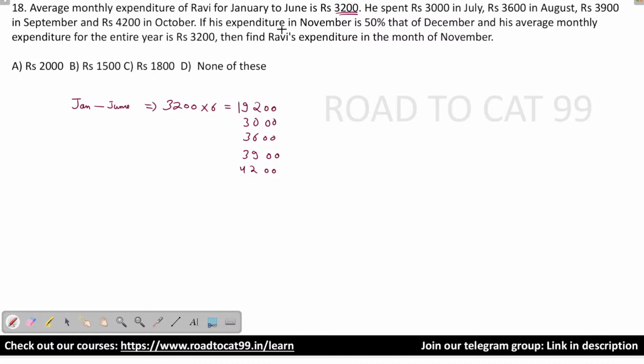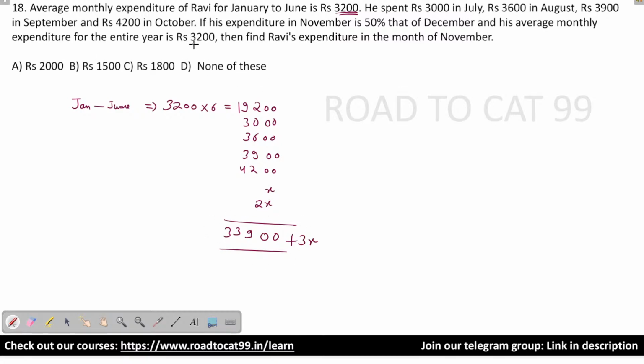And if his expenditure in November is 50% that of December, so let's say December is 2x, then November is x. So the total for the year, if I add these up plus 3x, comes to 33900 plus 3x as the total expenditure for the year, right?